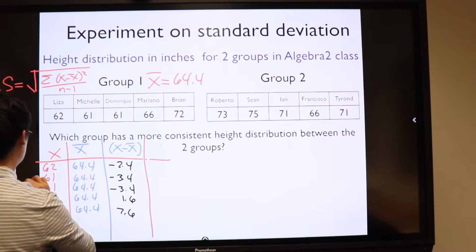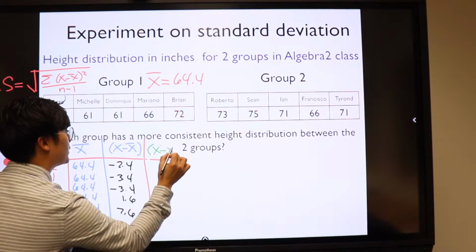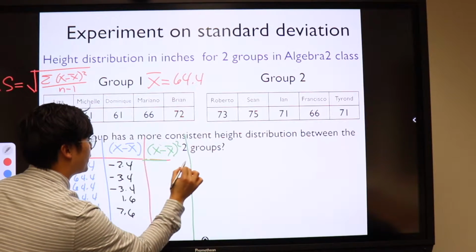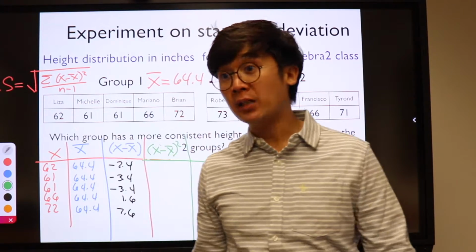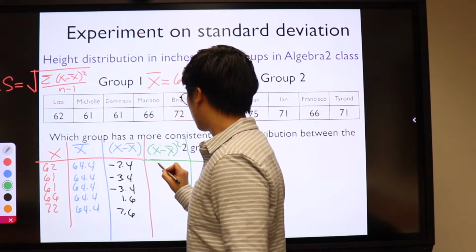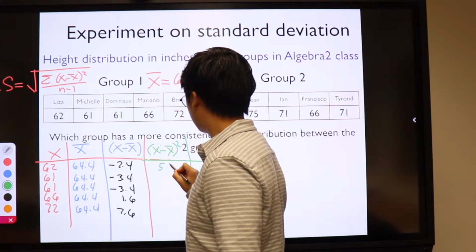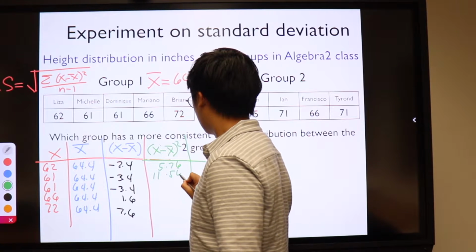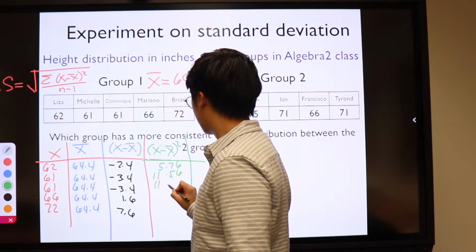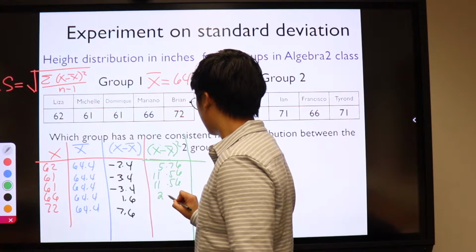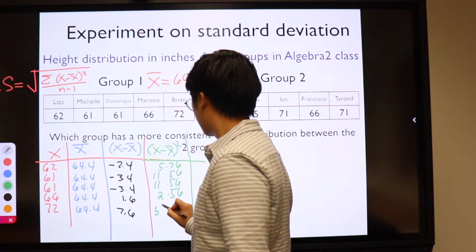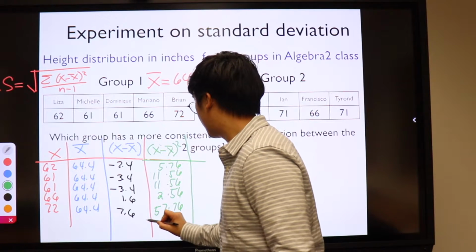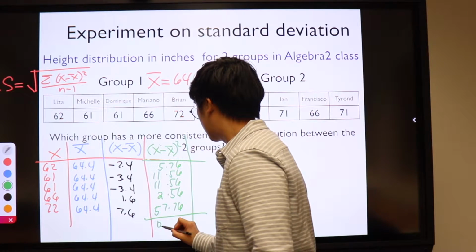So I'll have x minus x bar squared. That means all my answers will be positive. What will be my first one? 5.76, 5.76, 11.56, and 11.56 again, 2.56, 57.76. And then I need to add them up: 89.2.